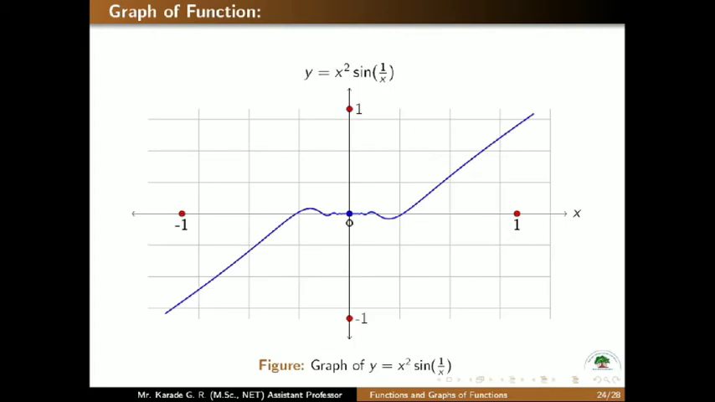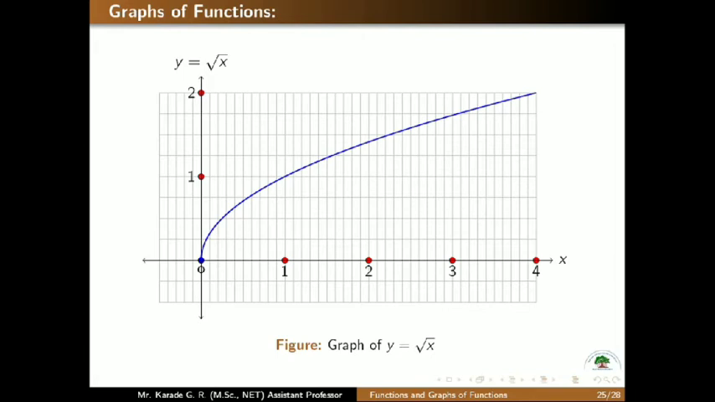Now the next function is y equal to x square into sine 1 by x. Here also the graph of this function is an oscillatory graph, but the oscillations become larger when x goes away from 0, and the oscillations become smaller and the frequency of oscillations becomes larger when x approaches 0. It is defined at x equal to 0, and this graph is continuous at x equal to 0.